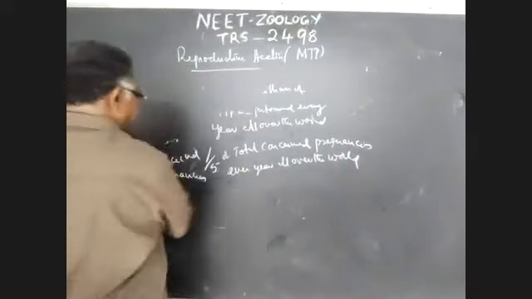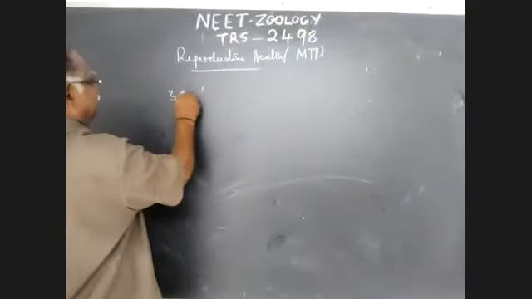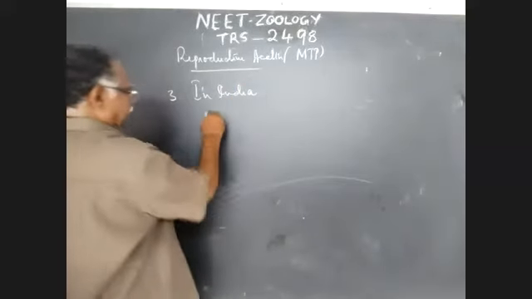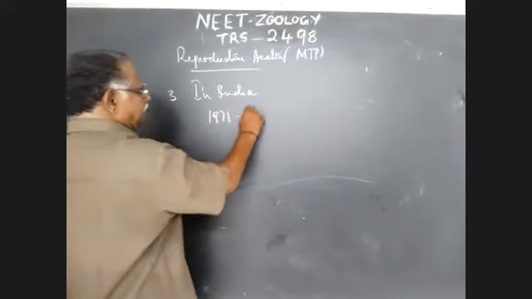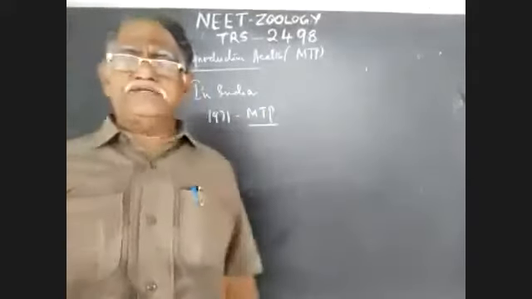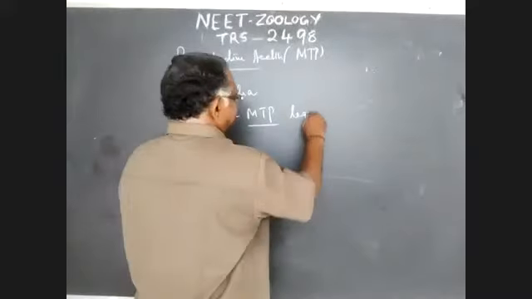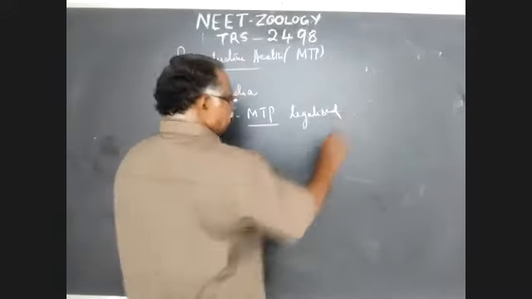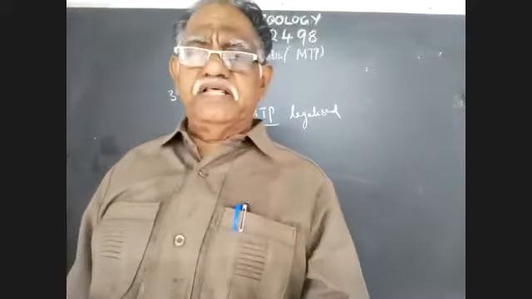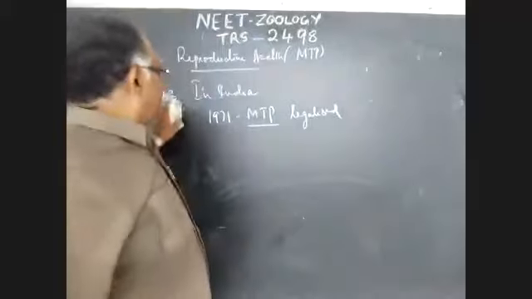Third point. In India, in 1971, MTP, medical termination of pregnancies, was legalized. Government of India legalized medical termination of pregnancies in 1971. That is another thing. Next one.